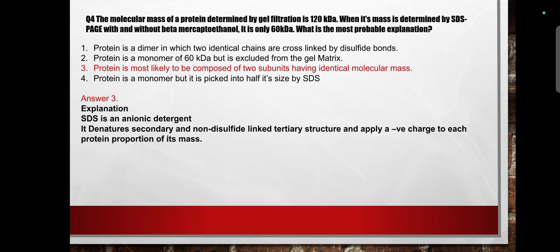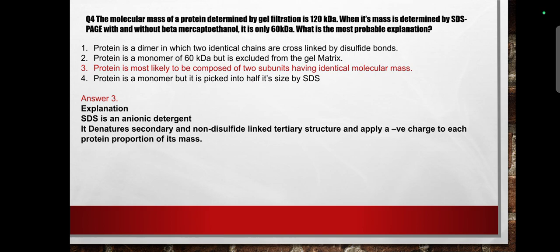Second, the protein is a monomer of 60 kilodalton but is excluded from the gel matrix. This is incorrect. They are saying that the protein weight is 60 kilodalton and it got excluded at 120 kilodalton in gel filtration. This is wrong.